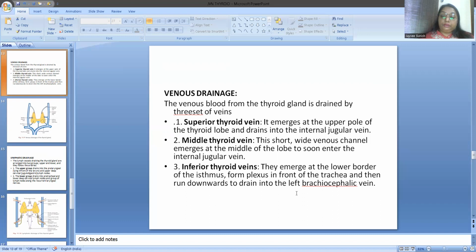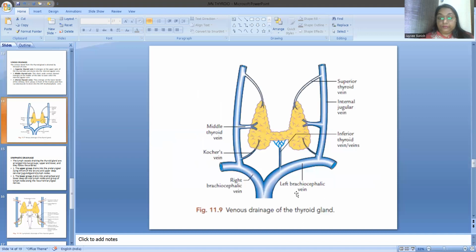Middle thyroid vein is a short and wide venous channel that emerges at the middle of the lobe to soon enter the internal jugular vein. Inferior thyroid veins emerge at the lower border of the isthmus, form a plexus in front of trachea, then run downwards to drain into the left brachiocephalic vein.